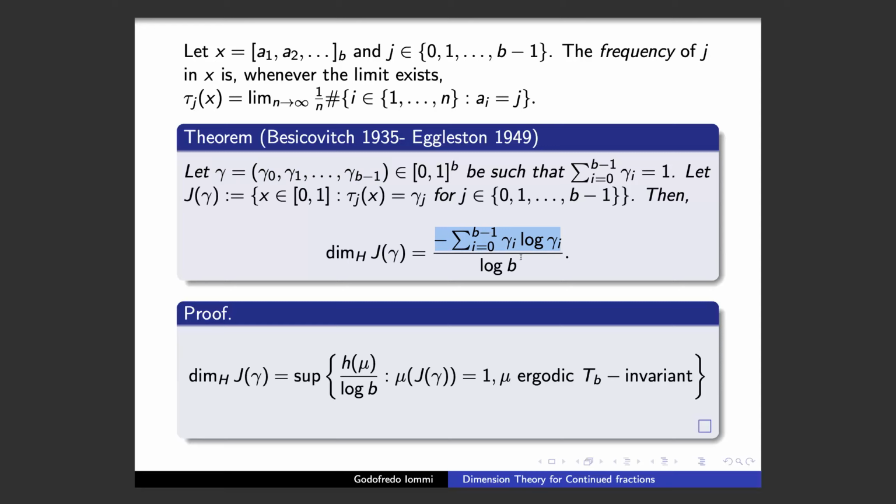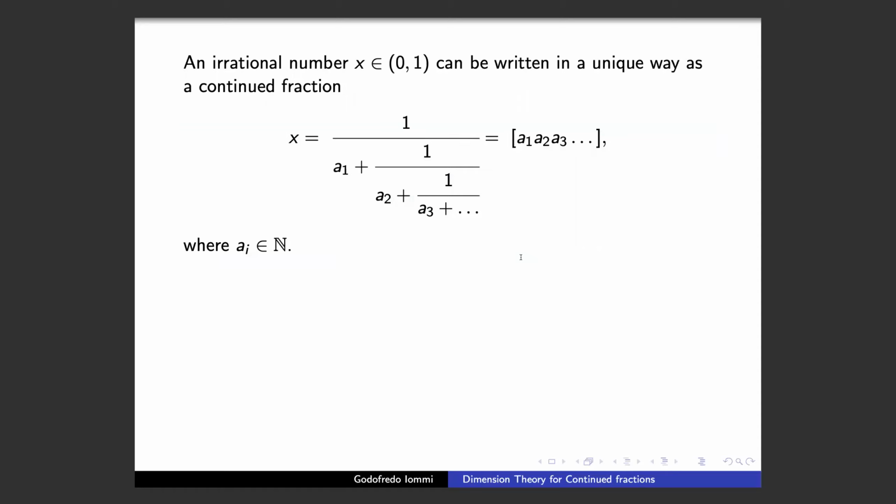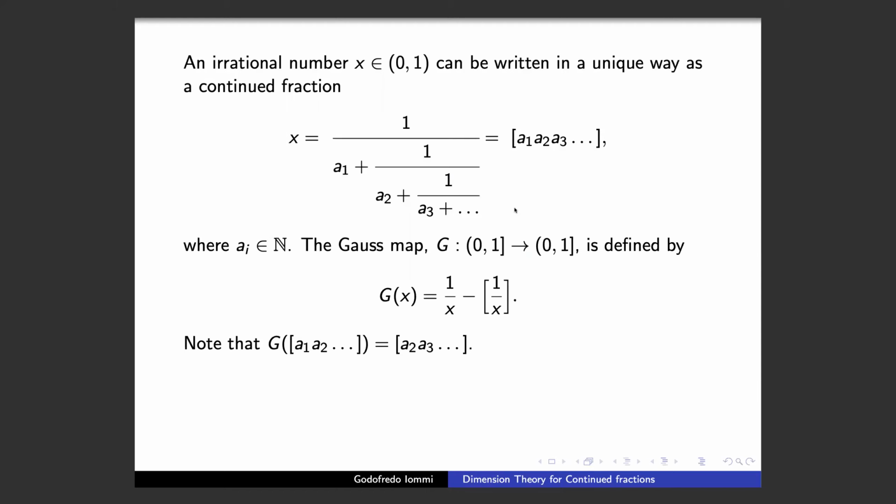So, as you know, an irrational number can be written in a unique way as a continued fraction in this fashion. The notation I will be using is these square brackets. Here, the partial quotients or digits are natural numbers. Again, as in the case of the decimal expansion, there is a dynamical system associated to this, which is the Gauss map, defined as 1 over x minus the integer part of 1 over x. It also acts as the shift in the continued fraction expansion.